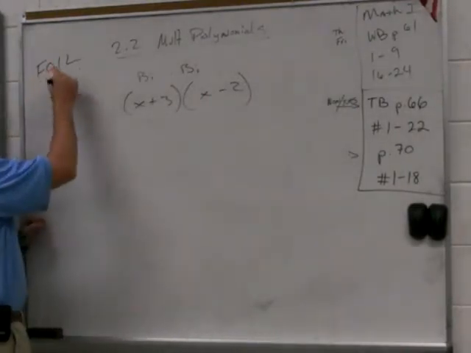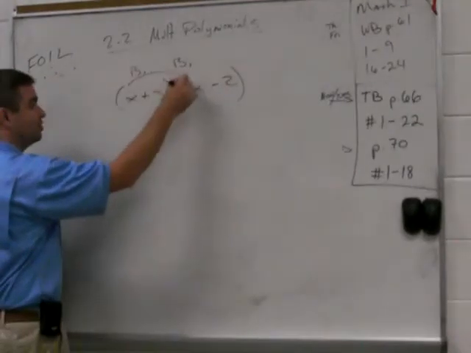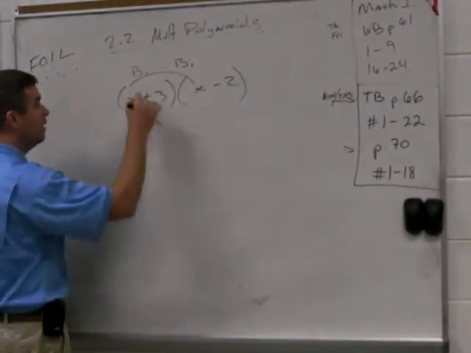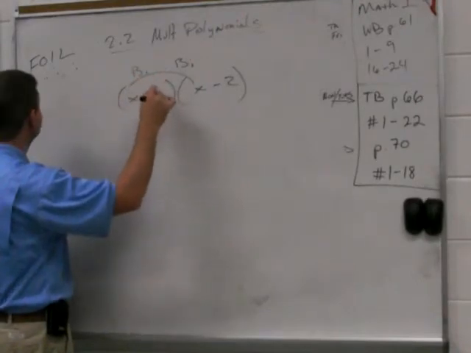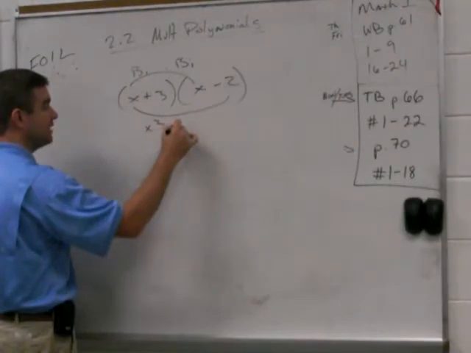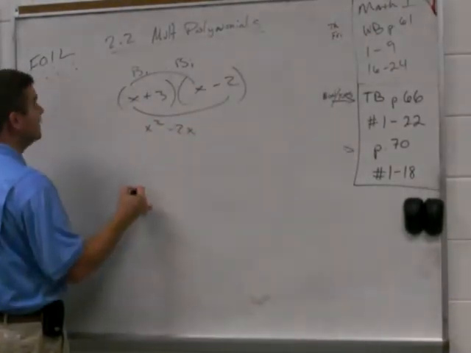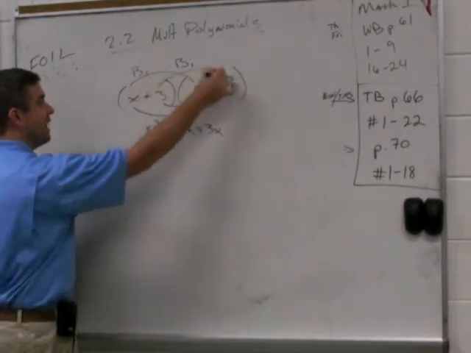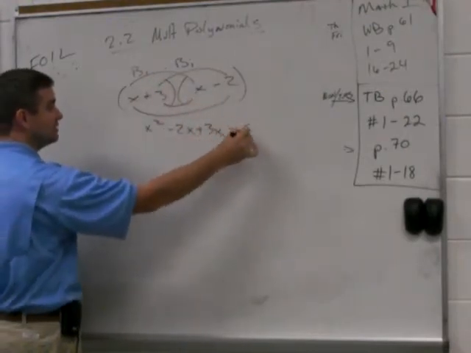First, outside, inside, last. First gives me x squared. Outside gives me negative 2x. Inside gives me positive 3x. And last gives me negative 6.